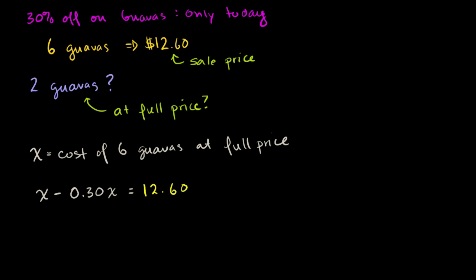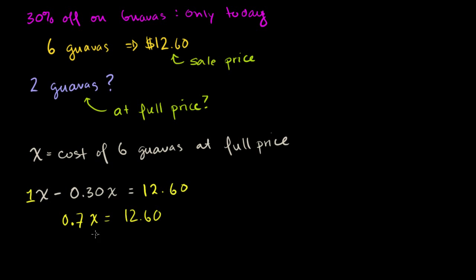And now we just do algebra. We could imagine there's a 1 in front. X is the same thing as 1x. So 1x minus 0.3x is going to be equal to 0.7x. So we get 0.7x, or you could say 0.70, same number. 0.7x is equal to 12.60. Once you get used to these problems, you might just skip straight to this step. You say, hey, I took 30% off, so this is 70% of the full price, and that equals my sale price.